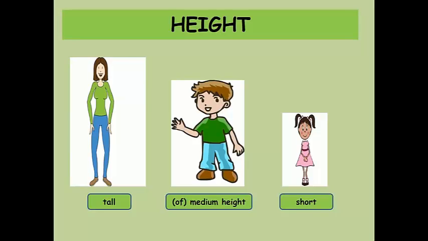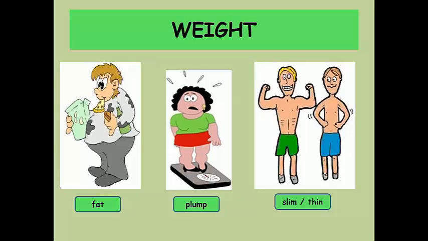Let's continue with the height of the people. A person can be tall, of medium height, or short. And remember that this refers to the height. Let's study now the weight of the people. A person can be fat, plump, or thin and slim, which are very similar. This is about the weight.